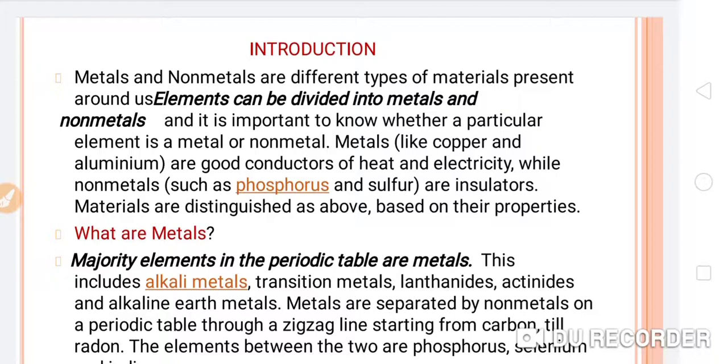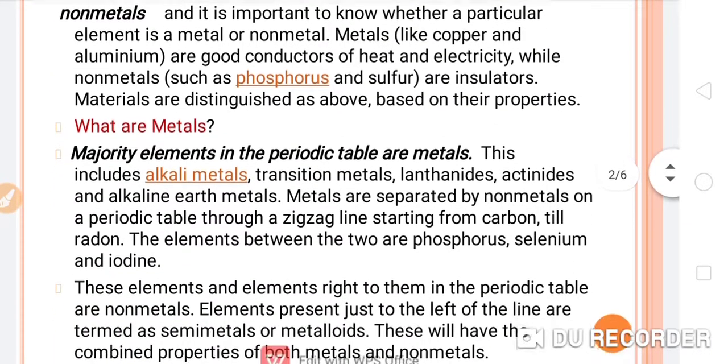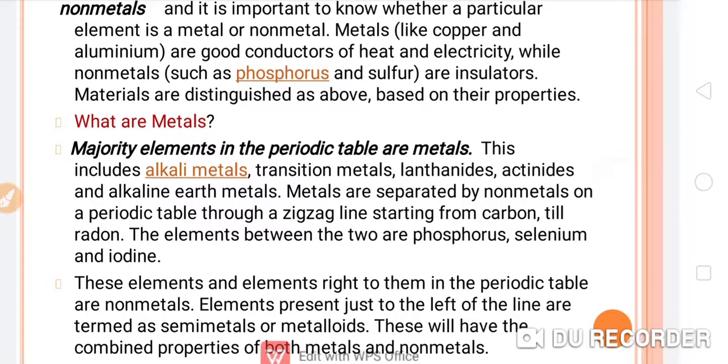So let's see students, what are metals? The majority of elements in the periodic table are metals. This is a very important point, meaning the majority of elements in the periodic table are metals. And this includes alkali metals, transition metals, lanthanides, actinides and alkaline earth metals.